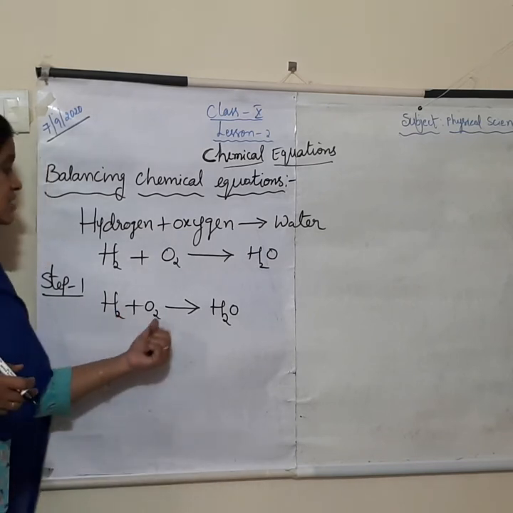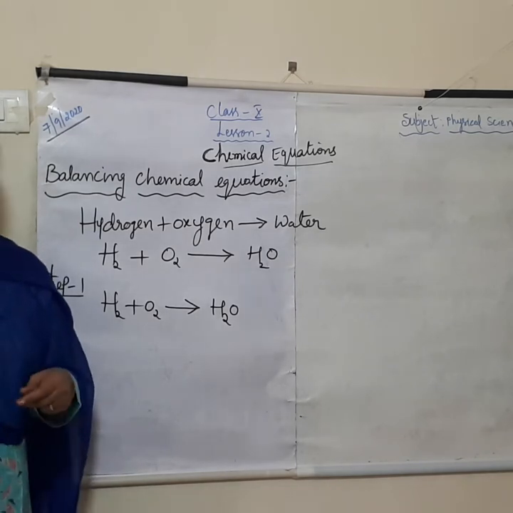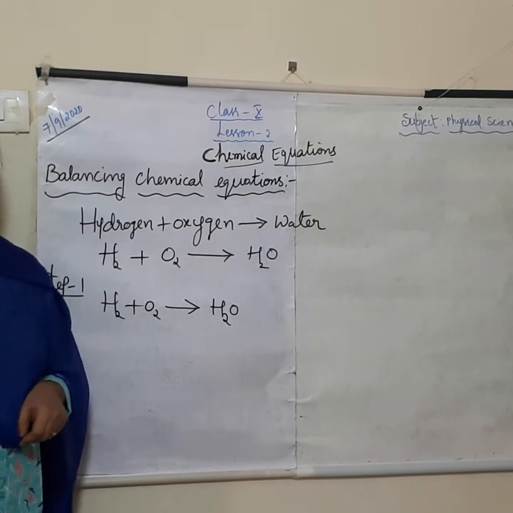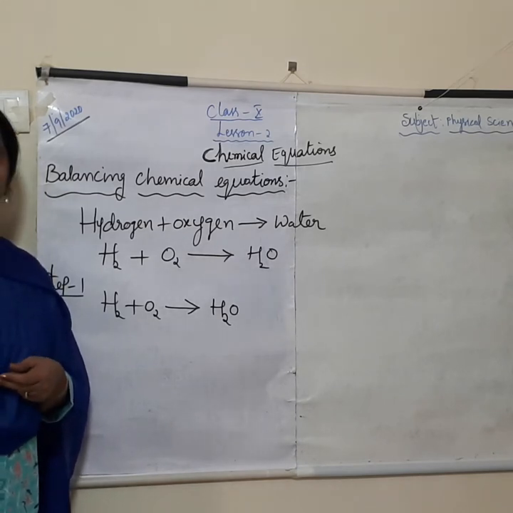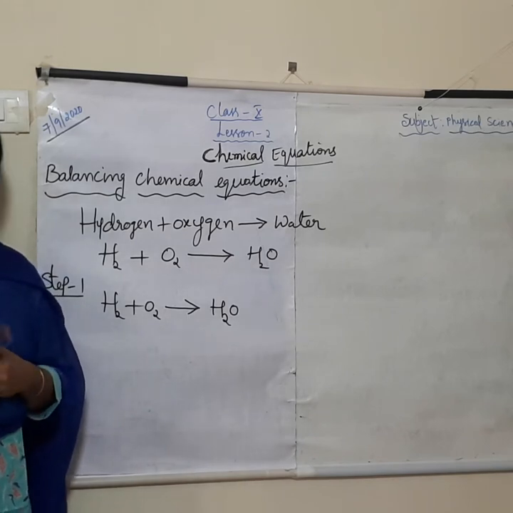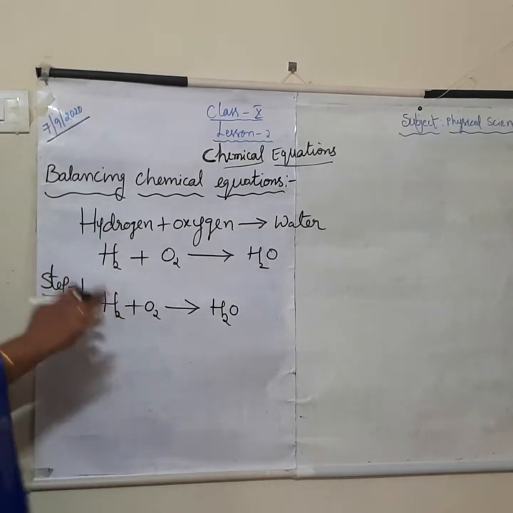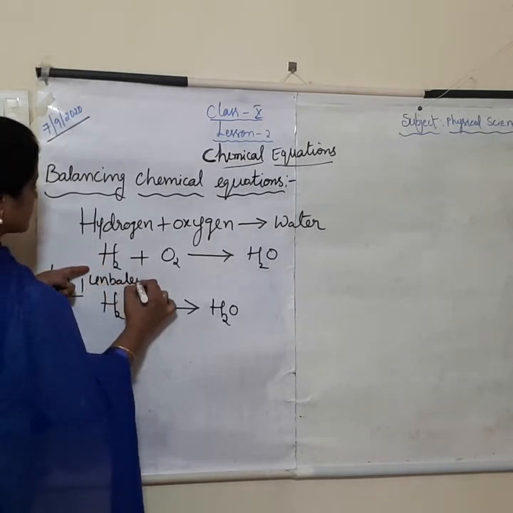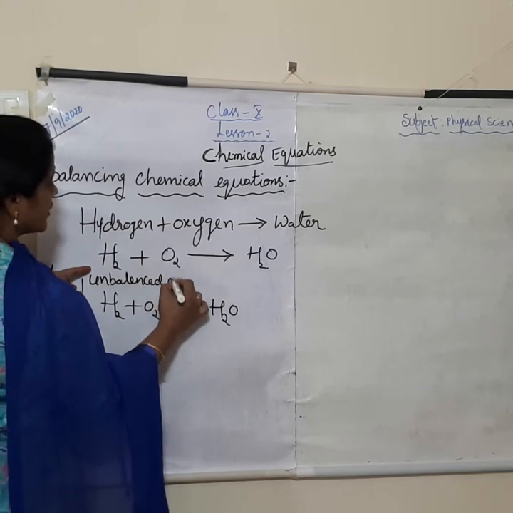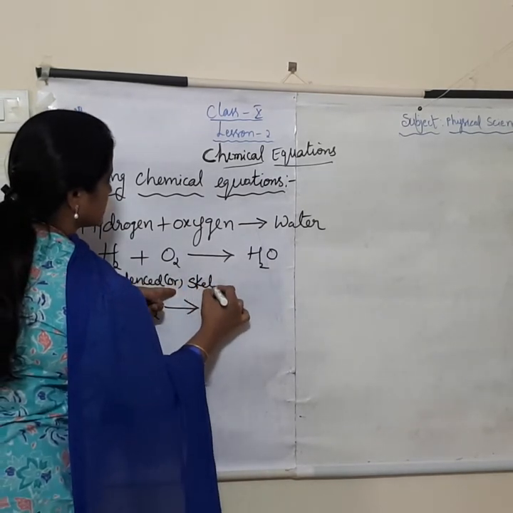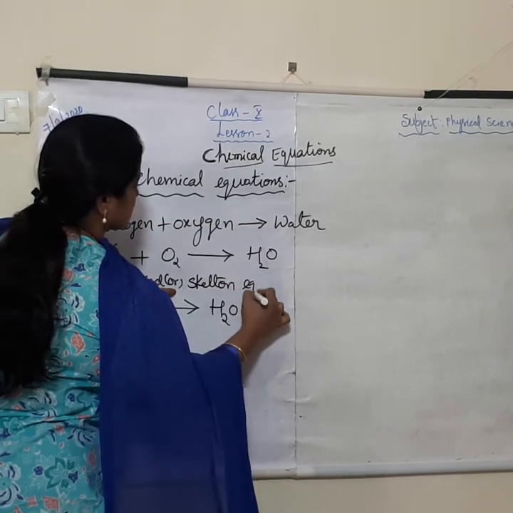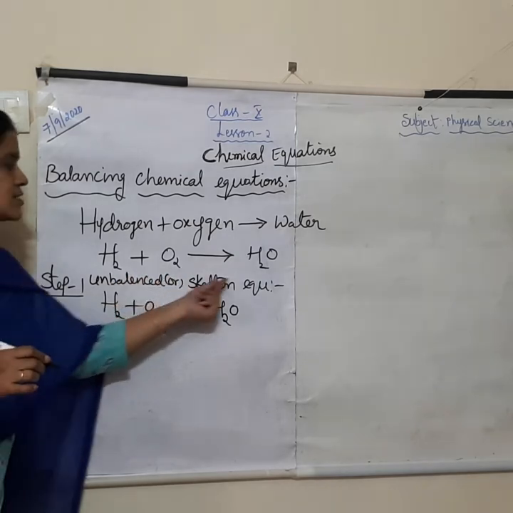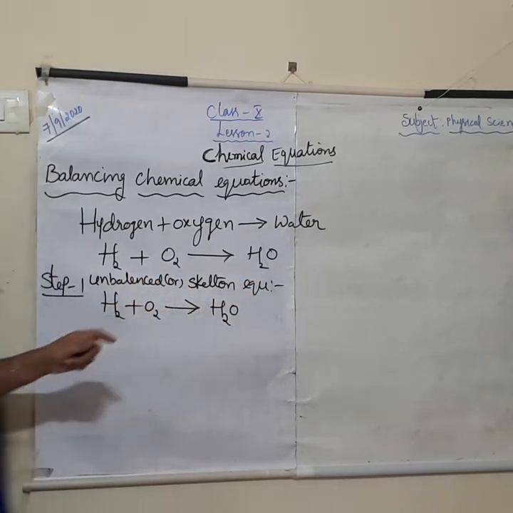That unbalanced equation is known as the skeleton equation. We'll call it the skeleton equation. This is very important in bits. The unbalanced chemical equation is known as dash. Is known as skeleton equation. So in step 1, you must write it as the unbalanced or skeleton equation. So step 1 finished.